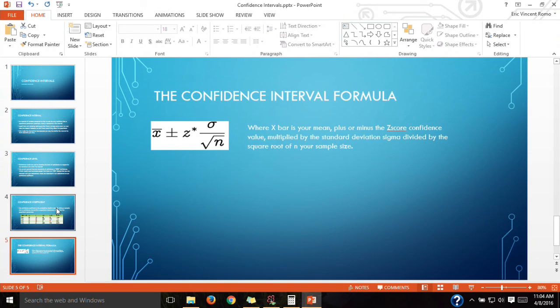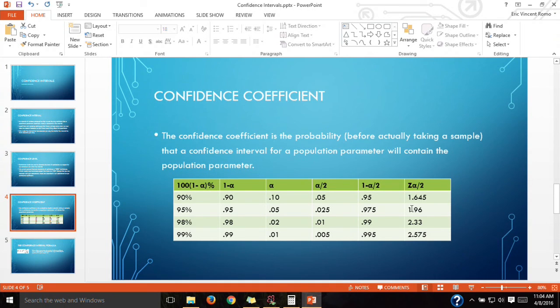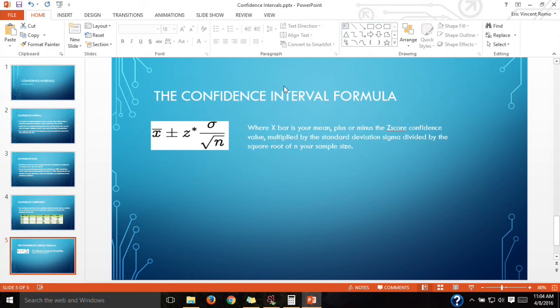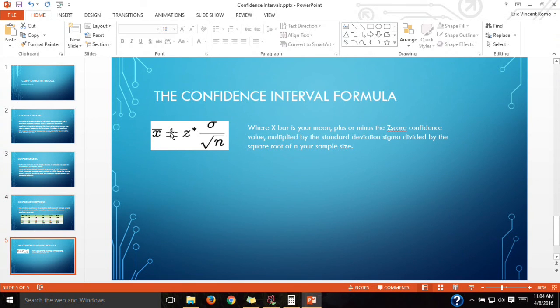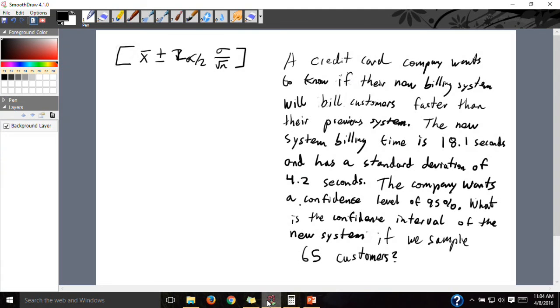Also, once we take the z value or z-score right here, what do we do with this value? Why is it even important? It's because we take it and we put it inside of our confidence interval formula. So, x bar right here is your mean, plus or minus the z-score confidence value. I wanted a 95% confidence, so I'm going to take that 1.96 and plug it in to this z value right here. I'm going to multiply that value by our standard deviation, sigma, divided by the square root of n, my sample size. Okay, so let's go ahead and put this into practice.